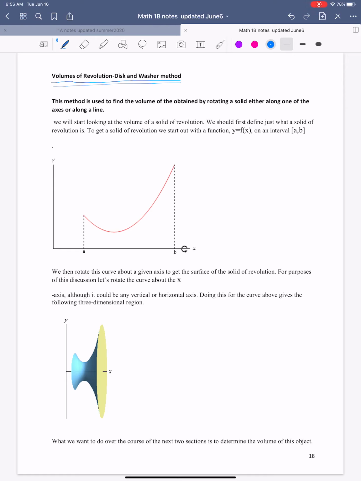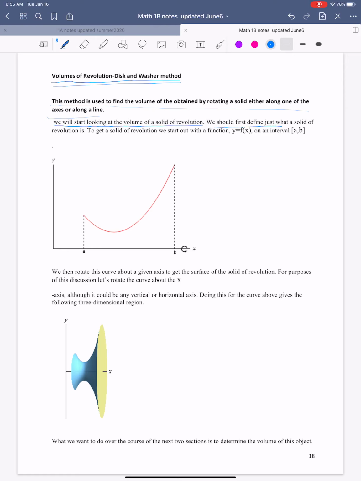This method is used to find the volume of a solid obtained by rotating a region either along the x-axis or along the y-axis or along one of the lines like x equals 1, y equals -2, or any other horizontal or vertical line. We will start looking at the volume of solids of revolution.